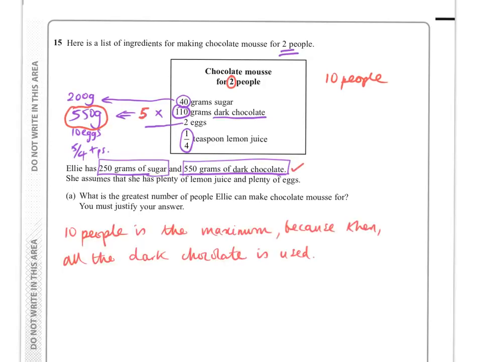My explanation would be 10 people is the maximum, because then all the dark chocolate is used, and that would be my explanation. Right, let's see if there's any more to this question.